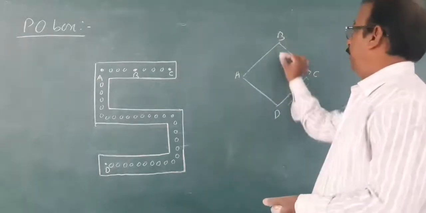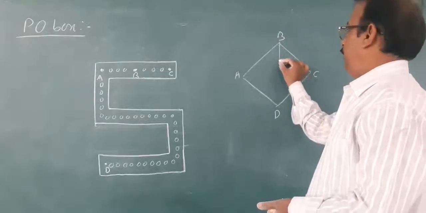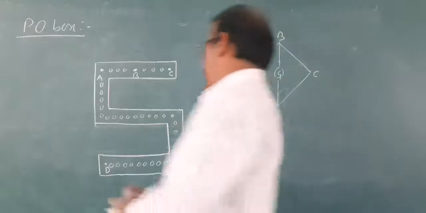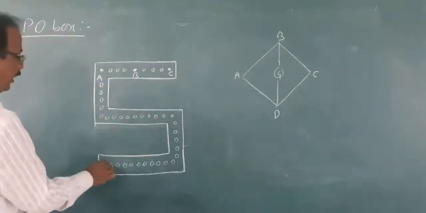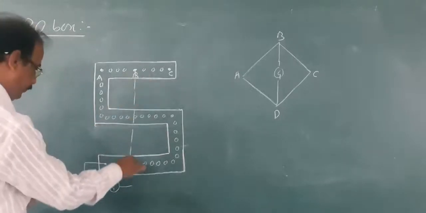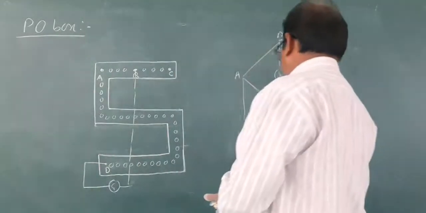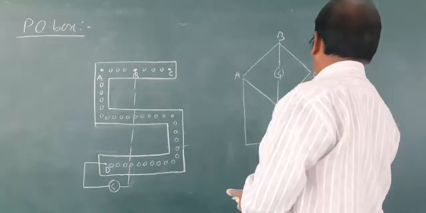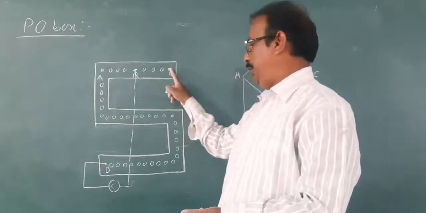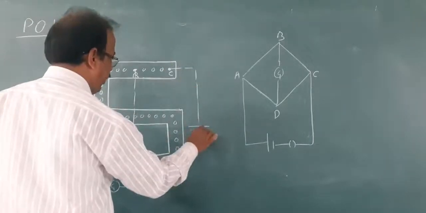Now, in between this point B and D, there is a galvanometer. See how this galvanometer is connected here. Show it like this. In between point A and C, there is a battery. This is A, this is C. Show the battery like this in between A and C.